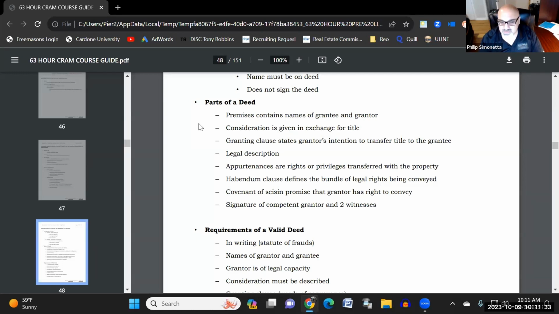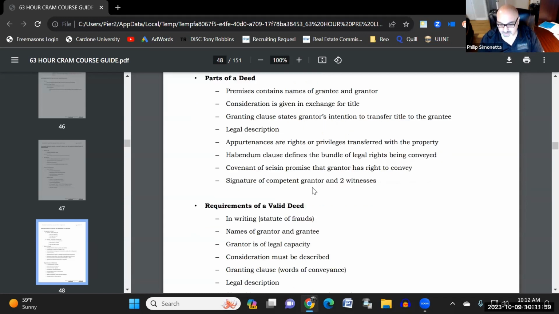The covenant of seisin promises that the grantor has the right to convey it. It simply states the seller has the right to sell the property. The seisin clause says they can sell the property. And then the signature of the competent grantor or grantors and two witnesses. That's the parts of the deed.